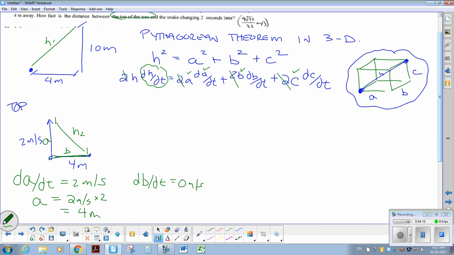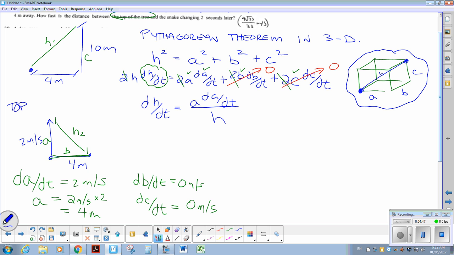C, we know, is the height of the tree. It's 10 meters tall. So how fast is the tree growing? dC by dt is how fast the tree is growing, and in the 2 seconds, we're going to assume 0 meters per second. So these last 2 terms are going to go to 0 because the tree's not growing within those 2 seconds, and the snake is staying perpendicular to the path. So dH by dt will equal A dA by dt divided by h.